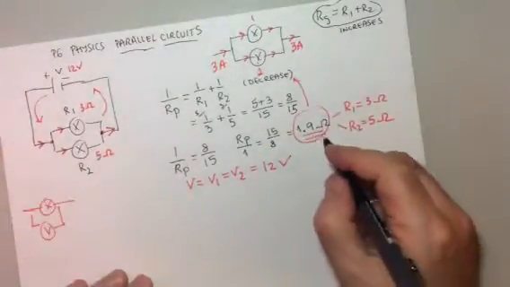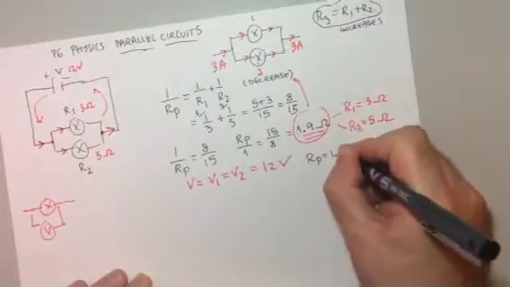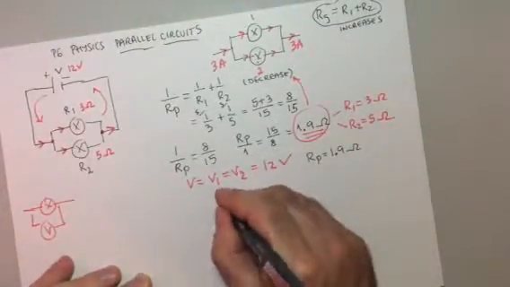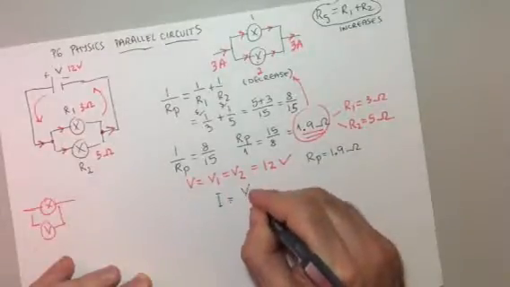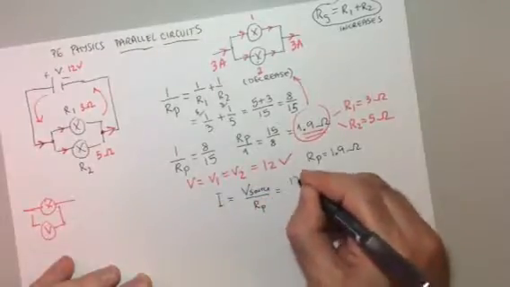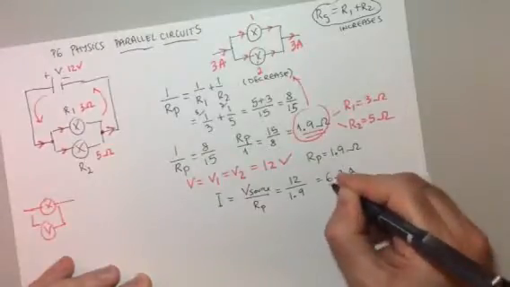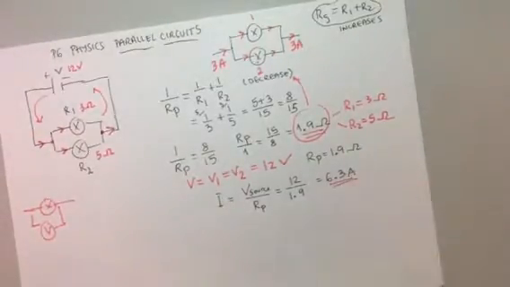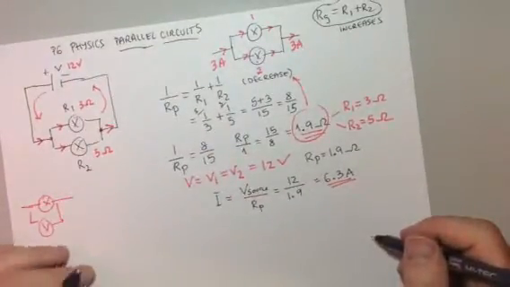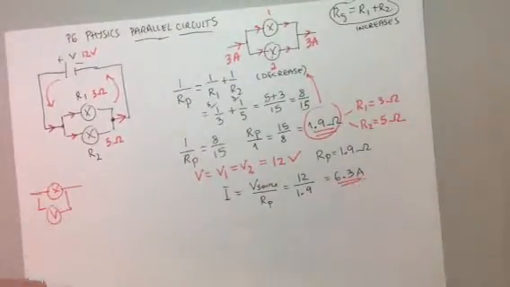Okay, so I have a resistance RP equals 1.9 ohms, and I have voltage equals 12 volts. Let me calculate the current that's going through the circuit. Current equals V from the source over RP. So it's going to be 12 over 1.9, which is 6.3 amps, which is a lot of current. If there is a lot of current drawn in a circuit, this means that this battery will be depleted. It will lose energy pretty fast. Okay, so I have 6.3 amps of current.